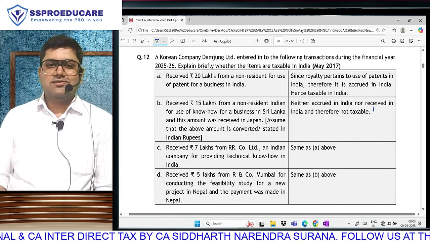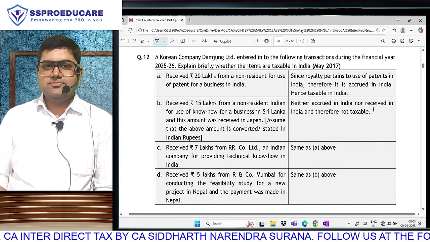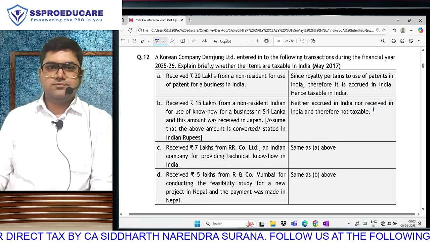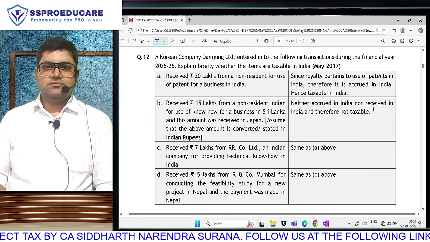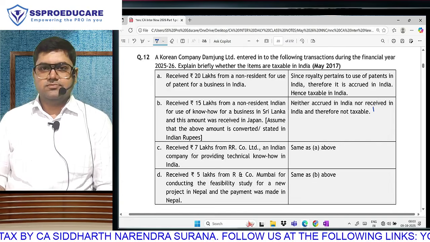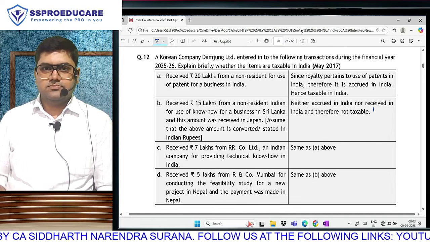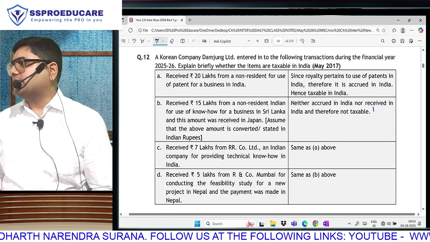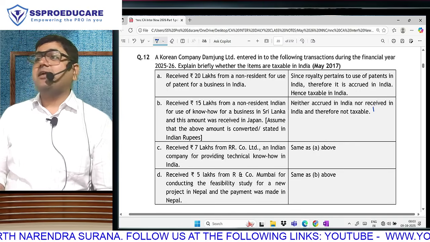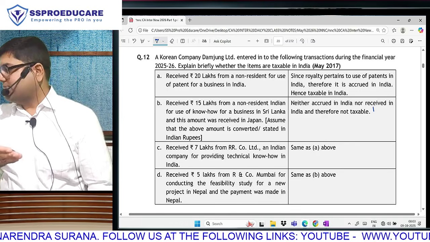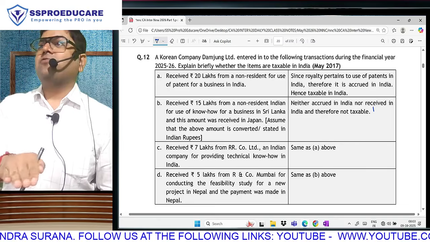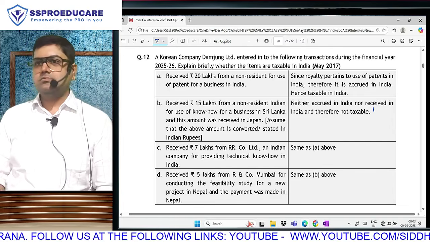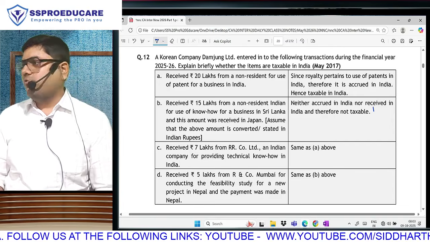Received rupees 20 lakhs from a Korean company, Taxation Limited, entered into the following transaction during the financial year 25-26. Explain briefly whether the item is taxable in India. First, received rupees 20 lakhs from a non-resident for use of patent for a business in India. First of all, understand that the taxpayer is a non-resident. If the taxpayer is a resident, we don't waste our time. Everything is taxable. Non-resident, so we will have to decide whether it is taxable or not, which will depend on whether it is Indian income or foreign income.